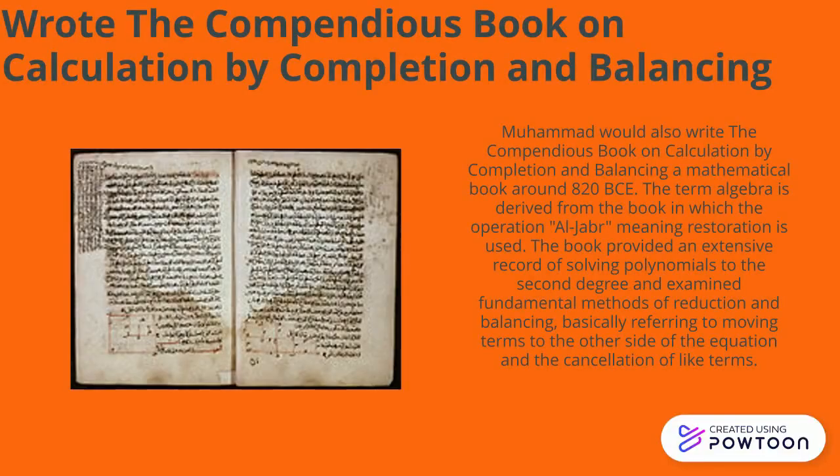Muhammad also went on to write the Compendious Book on Calculation by Completion and Balancing, a mathematical book around 1820 BCE. The term algebra is derived from the book in which the operation al-jabar, meaning restoration, is used. The book provided an extensive record of solving polynomials to the second degree and examined fundamental methods of reduction and balancing, basically referring to moving terms to the other side of the equation and the cancellation of like terms.